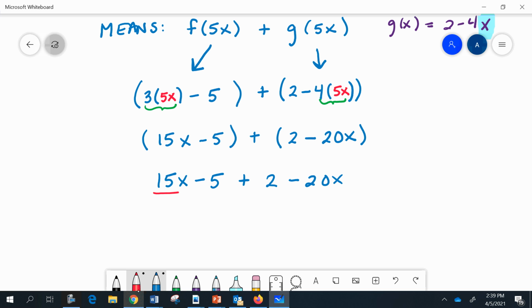All right, so let's add like terms. I get a 15x and a negative 20x, and this is a negative 5x. And then we combine the negative 5 and the positive 2, and our result is going to be negative 3.